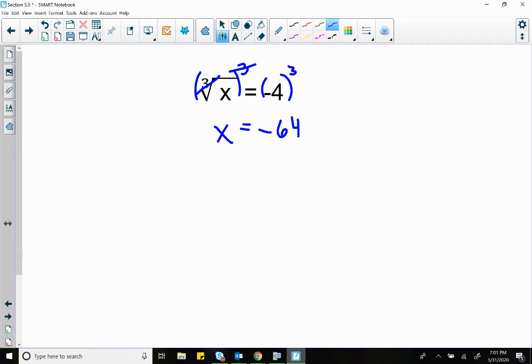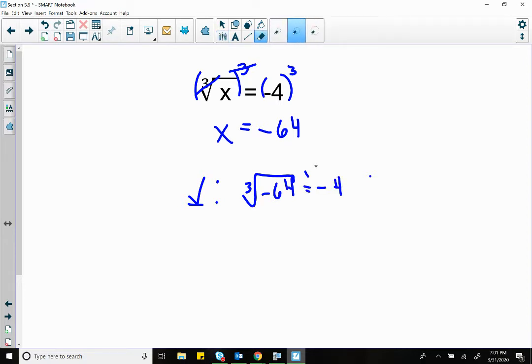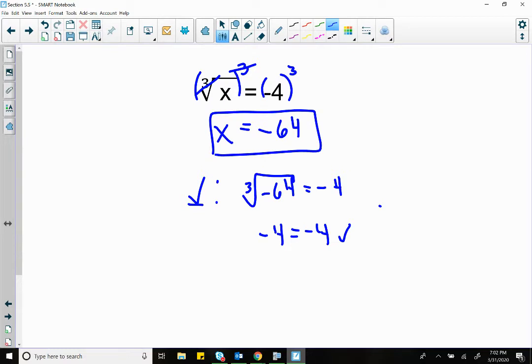Okay? So now you just got to do a check. And so you go in and we plug it in. So here's the check. So is the cube root of negative 64 negative 4? That's the question. Well, the cube root of negative 64 is negative 4. Is negative 4 equal to negative 4? So it checks out. So this negative 64 is indeed the answer. Okay?